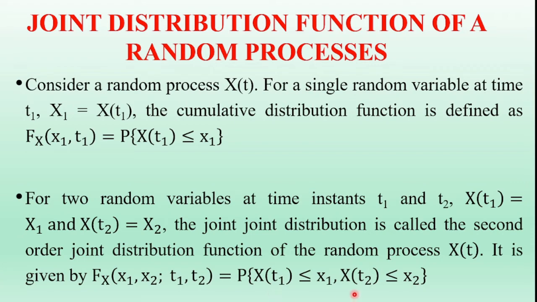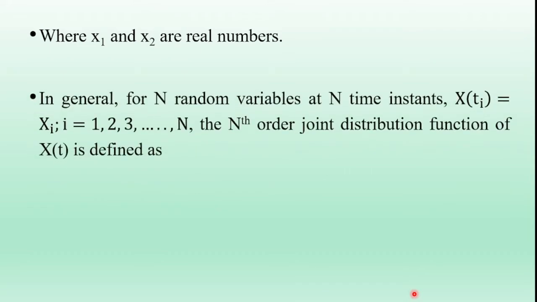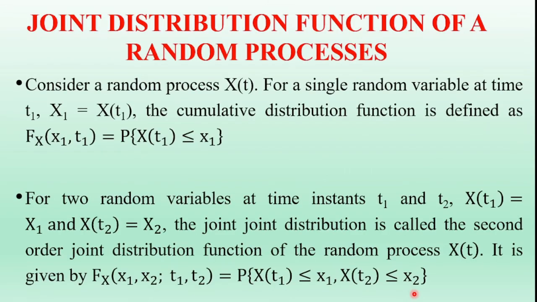So X of t1 and X of t2 are the random variables of the random process at the time instances t1 and t2. Small x1 and small x2 are the values of the random variables X1 and X2. So this is the definition of the joint distribution function of the random process X of t, where small x1 and x2 are real numbers. And this is the definition of the first order probability distribution function or cumulative distribution function of the random process. And this is the second order probability distribution function definition.